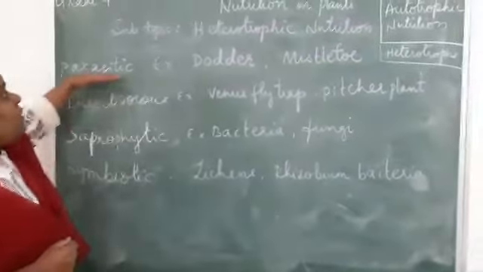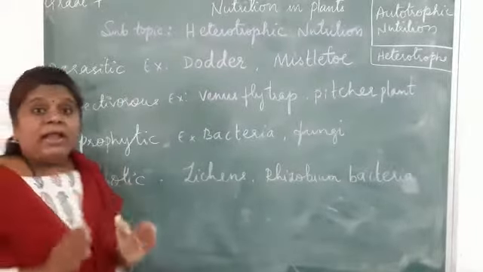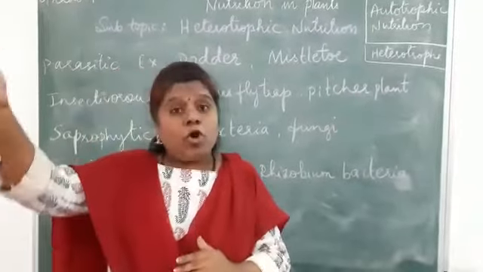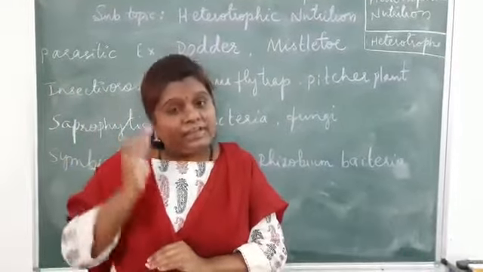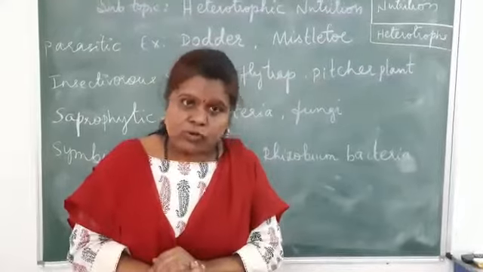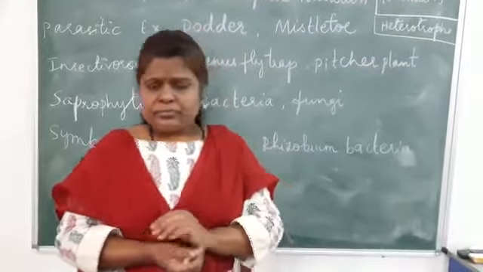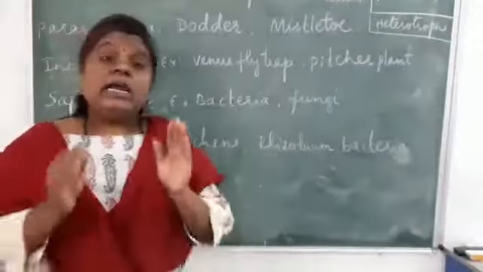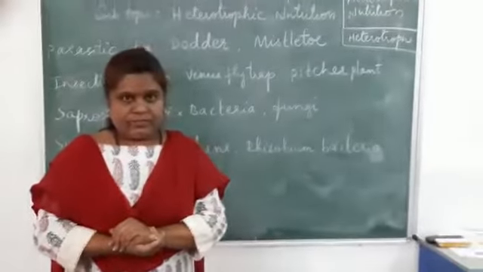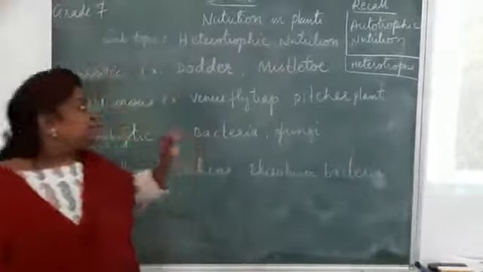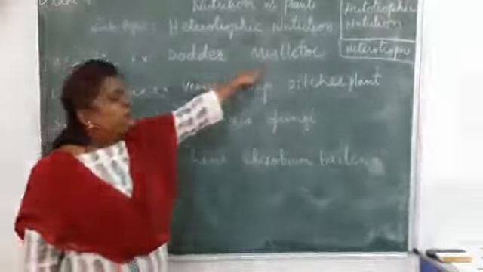Now in parasitic nutrition, what happens? Here the plant completely depends upon another organism for its food, and the organism from where it derives the nutrients is called the host, and the plant itself is called a parasitic plant. Parasitic plants completely depend upon the host for their nutrients. What are its examples? The examples of parasitic plants are dodder and mistletoe.